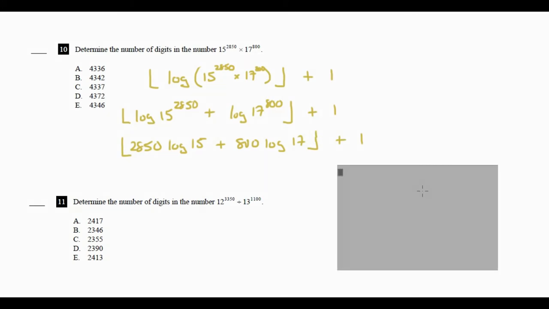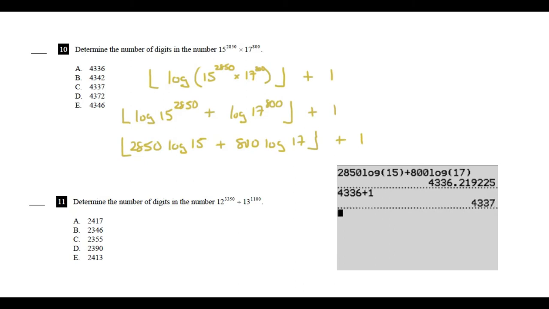Okay, so here we are in our calc. 2850, and I better type that in correctly, 2850 times the common log of 15, don't forget to close your bracket, plus 800 multiplied by the common log of 17. And I will look at that number for a second and ignore the decimal. So 4336. And I guess we don't need the calc to add 1, but 4,337 is the correct answer. So we're looking at letter C as our final answer.